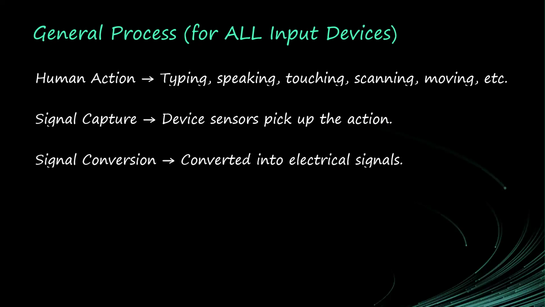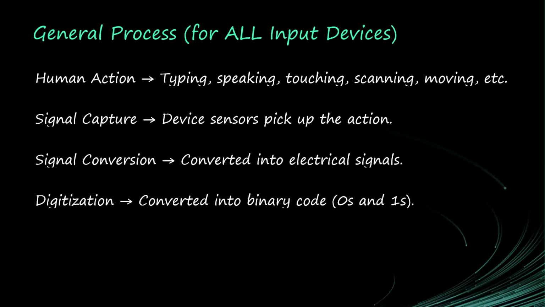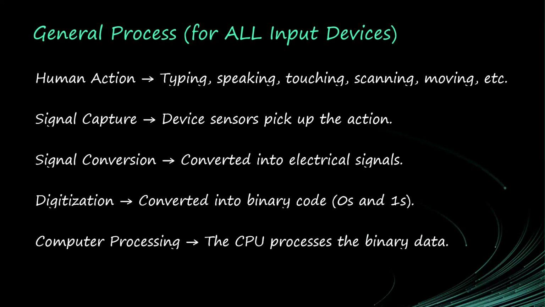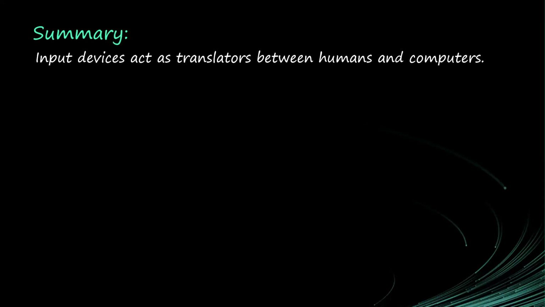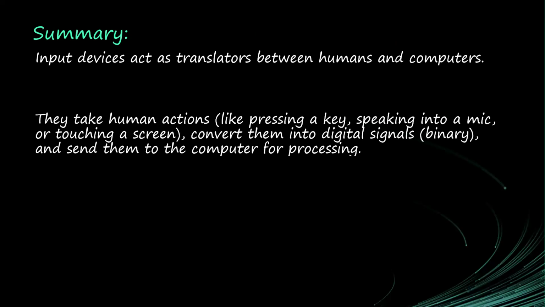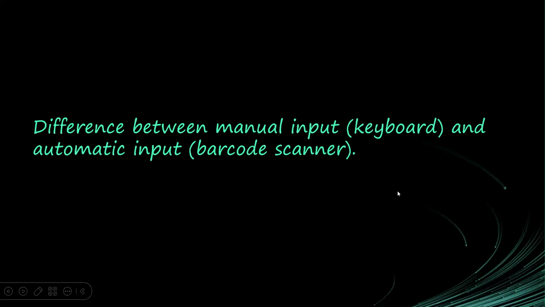They will convert your action into electrical signals, and then they will digitize it, converting it into binary code that the computer would understand. So the CPU processes the binary data, and that is it. In summary, input devices act as translators between humans and computers. They act like gatemen. They take human actions, convert them into digital signals, and send them to the computer for processing. All right.